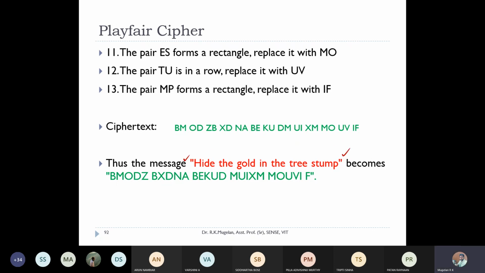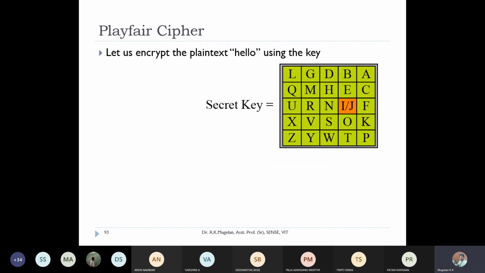Okay. So now I want you people to post the answer in the chat box. This is the plain text, simply hello. I've just given you a single word, and I've given the secret key, this one. I want you people to tell me the final ciphertext. First rule, check whether you have to modify the plain text to be ready for the encryption. Next, you apply the rest of the 3 rules and tell me the answer in the chat box.